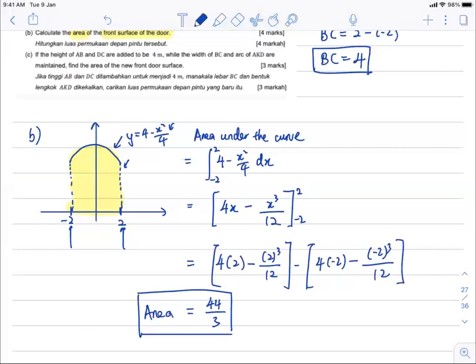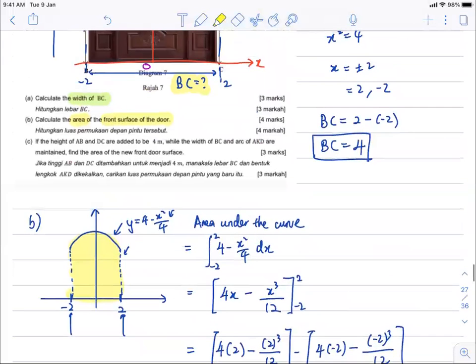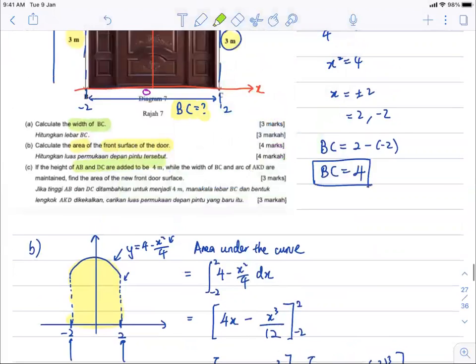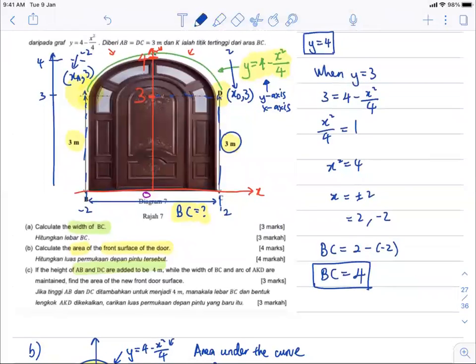Okay, now let us move on to part C. Part C tells us AB and DC are extended to be 4 meters. AB is this one, DC is this one. It tells us this 3 meter becomes 4 meter. Then it also tells us the width of BC and the arc of AKD are maintained. So it means the rest of the thing is the same. Only AB and DC increase to be 4 meters.